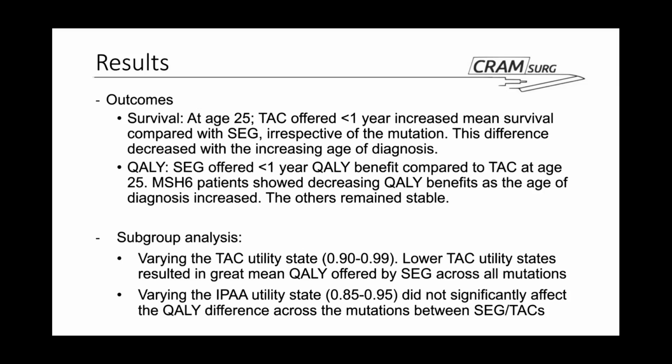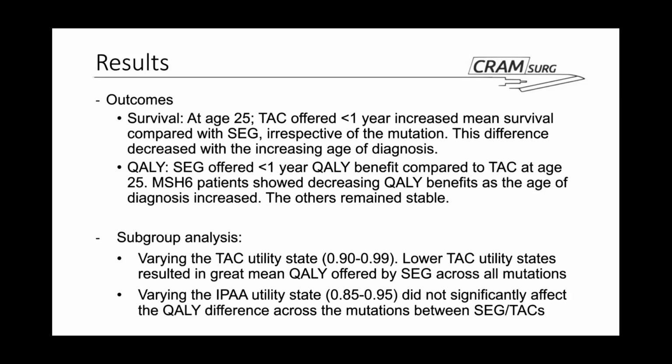When we look at quality adjusted life years, again we see similar figures. So segmental colectomy offered a less than 1 year benefit compared to total colectomy at a diagnosis age 25. One thing of note is that the MSH6 mutation patients showed a decreasing quality of life benefit as the age of diagnosis increased, which might be related to the lesser metachronous occurrence rate that occurs in this mutation. The others remained pretty stable.